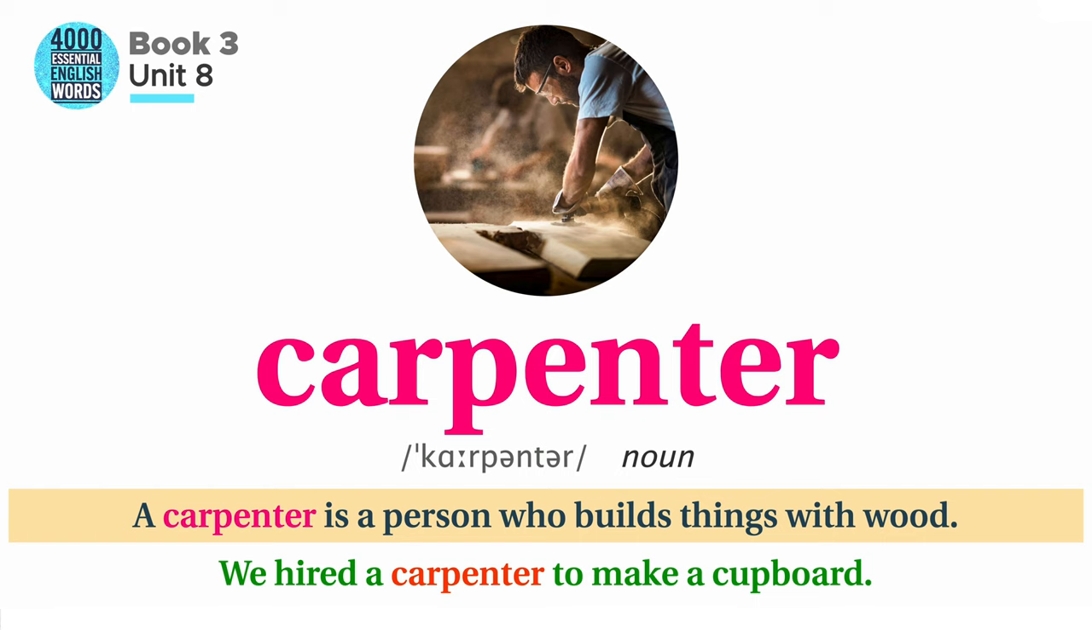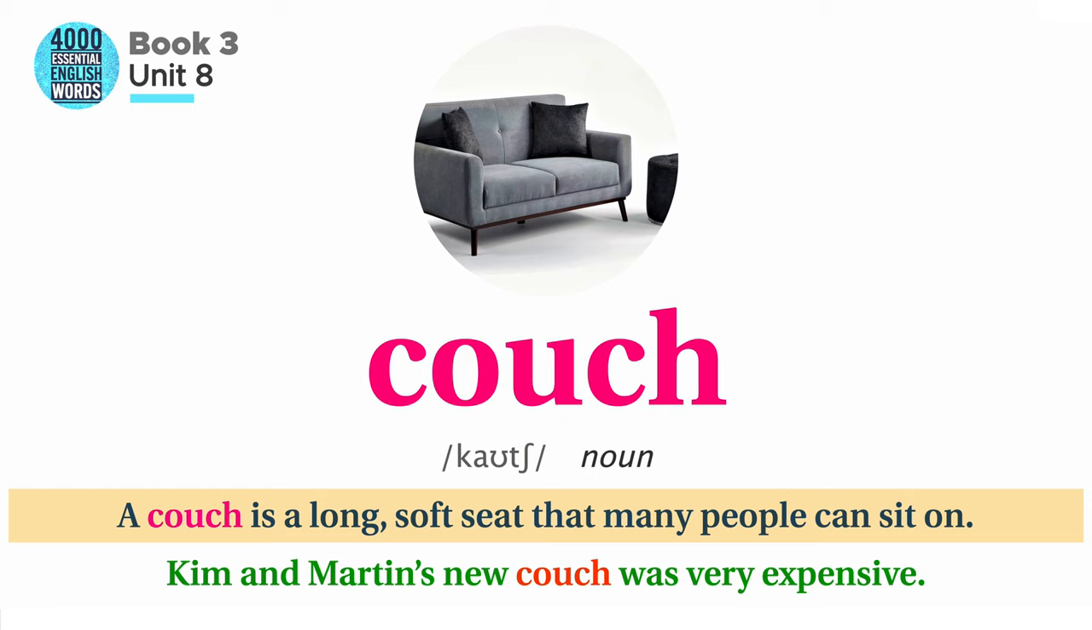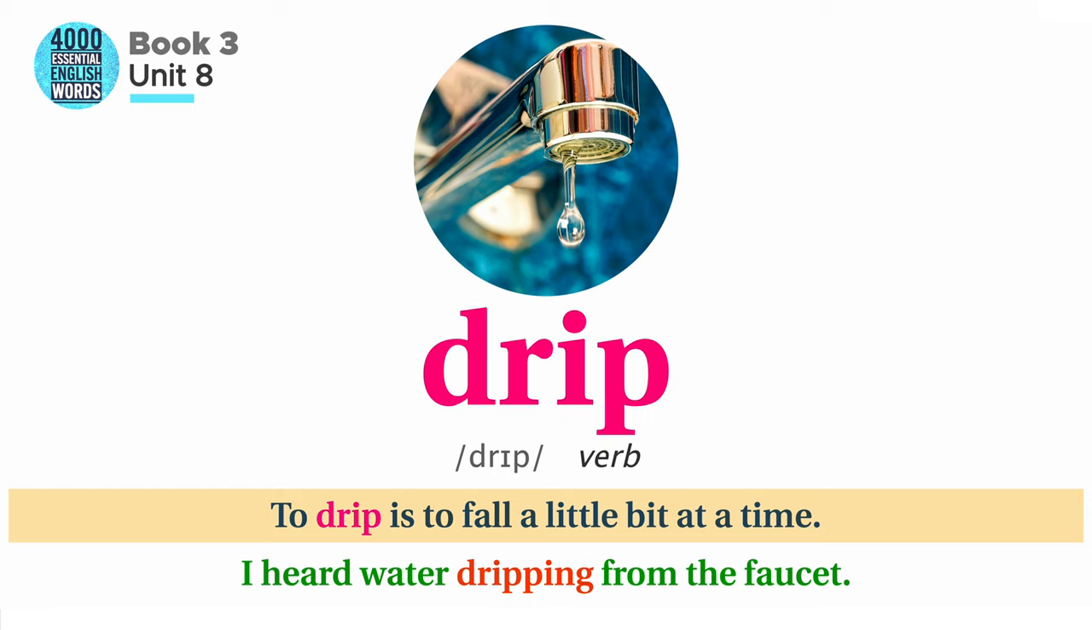Coal. Coal is a hard black material that people burn for heat. Many power stations burn coal to produce energy. Couch. A couch is a long, soft seat that many people can sit on. Kim and Martin's new couch was very expensive. Drip. To drip is to fall a little bit at a time. I heard water dripping from the faucet.